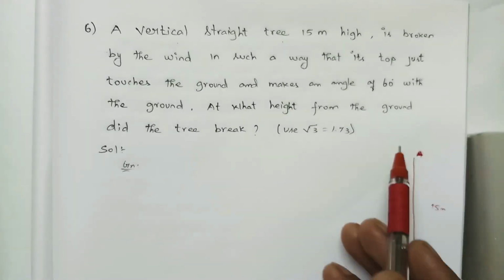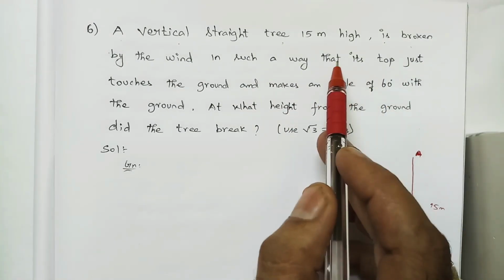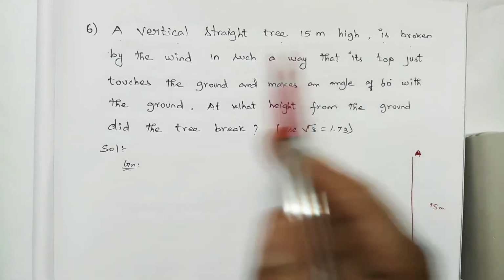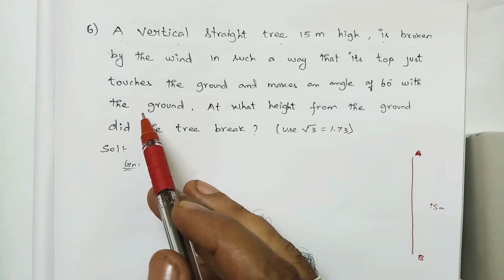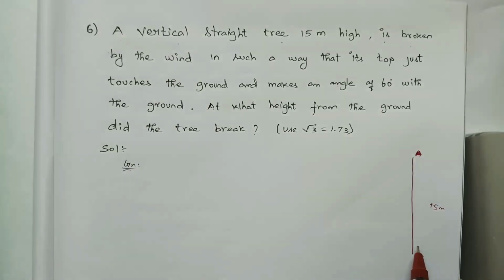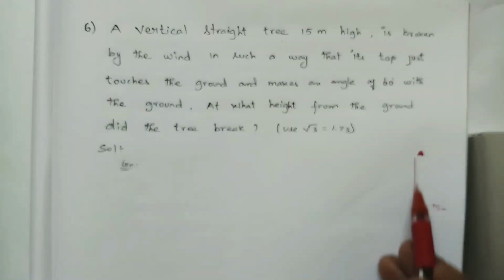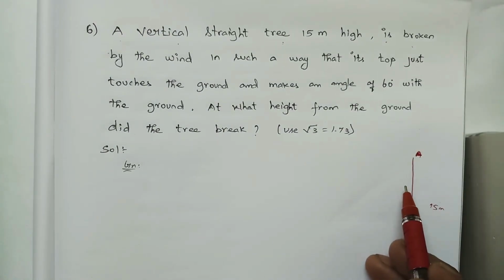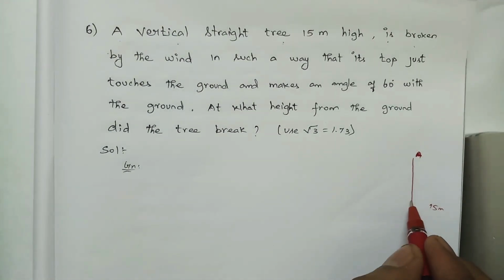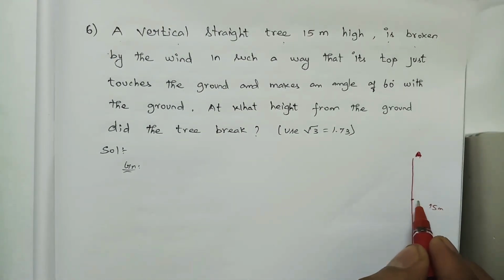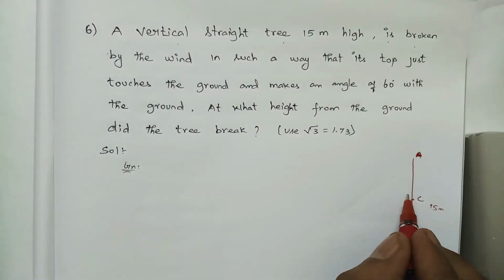It is broken by the wind in such a way that its top just touches the ground and makes an angle of 60 degree with the ground. So see, AB is nothing but the tree. Due to the wind, some of the above part has been broken and the above part touches the ground, right. I'm just marking one point, and that point is C, right.